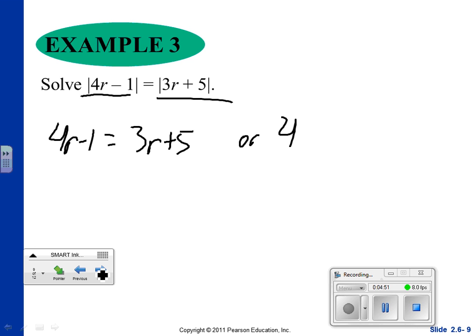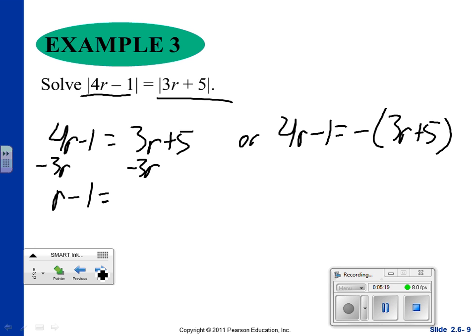Or the other option, we keep the one side the same and take the negative of the other side. And honestly, it doesn't matter which side we keep the same, as long as we keep one side the same and change the other side to negative. It's always easier to keep the right side, or remember to do the same way each time. All right, solve for r on the left. We subtract 3r. We get r minus 1 equals 5. And we add 1 and see that r equals 6.